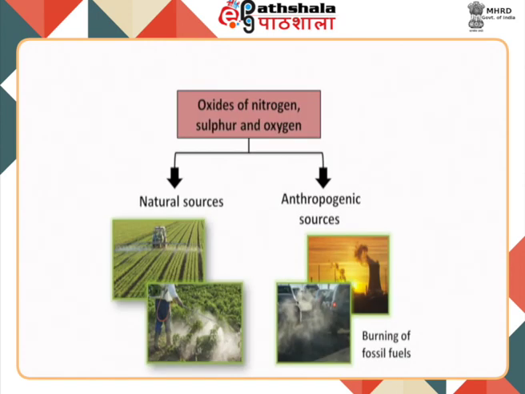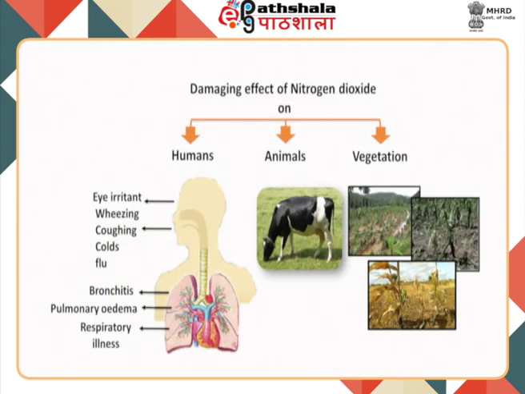We have discussed the natural and anthropogenic sources of the oxides of nitrogen, sulfur and carbon. The oxides of nitrogen, sulfur and carbon are introduced into the atmosphere through several natural processes. However, addition due to human activity raises their proportion in air to harmful levels. We have examined the damaging effects of high levels of NO2 on humans, animals and also on vegetation, including leaf damage and reduced plant growth.